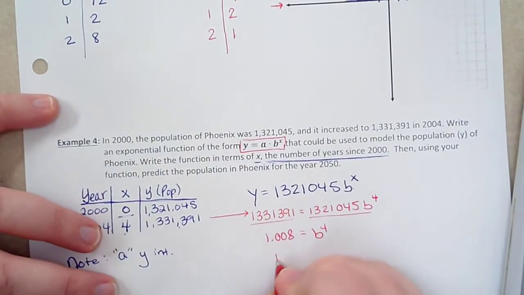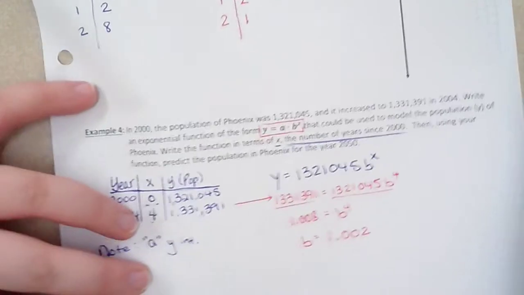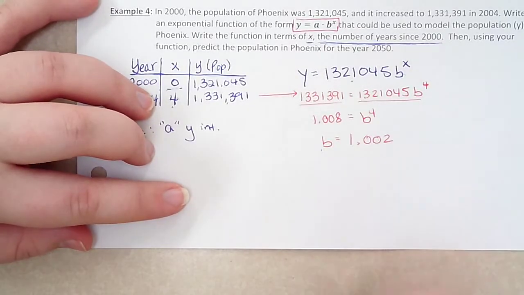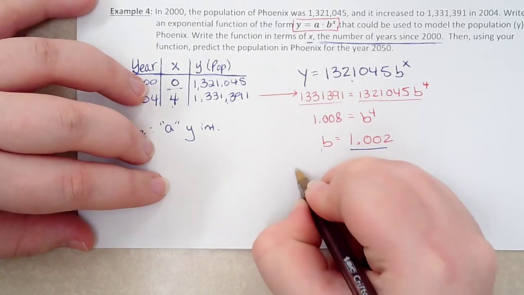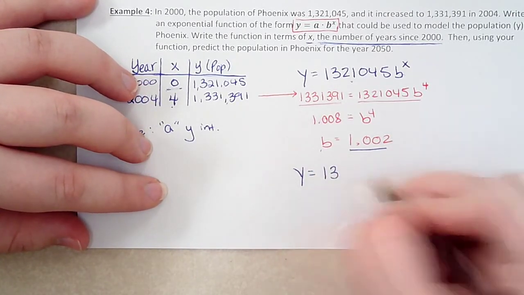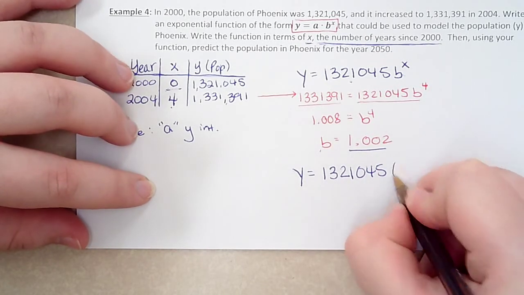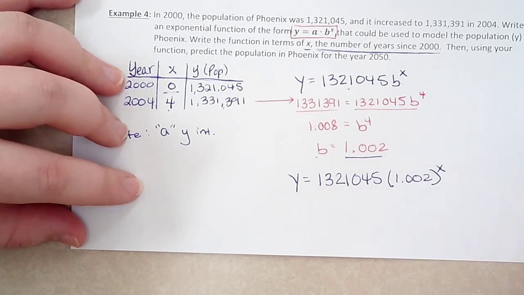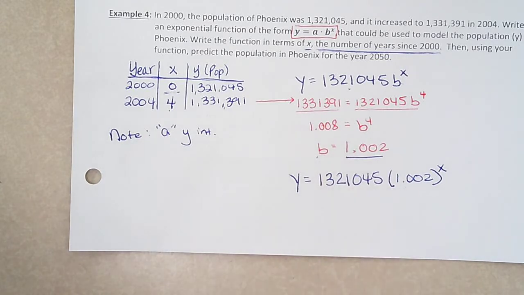I'm going to switch this out, 1.002. So now that I've done that, I'm going to jump back up to my original function. I'm going to plug this in. How do I do that? Well, y, I still don't know that, equals 1,321,045 people times 1.002 to the x.